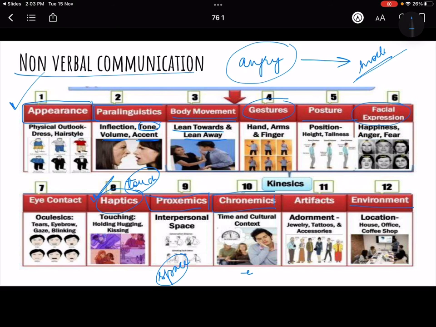If you reach at 8 a.m. for an 8 a.m. meeting, that means you're very serious, you want to make that meeting happen, right? So this is the non-verbal communication, and these things also matter and say a lot about you or your message, right? So I think we have completed this chapter. Tomorrow we'll start with the next one.